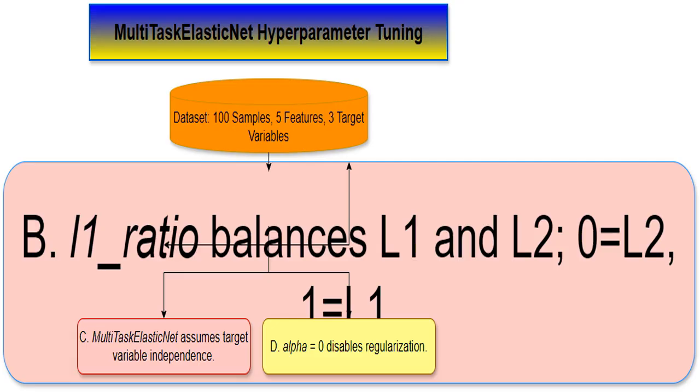This statement is incorrect. Actually, MultiTaskElasticNet does not assume the target variables are independent. It's designed to handle situations where they are related. The model cleverly uses shared regularization to consider connections between the things I'm trying to predict.